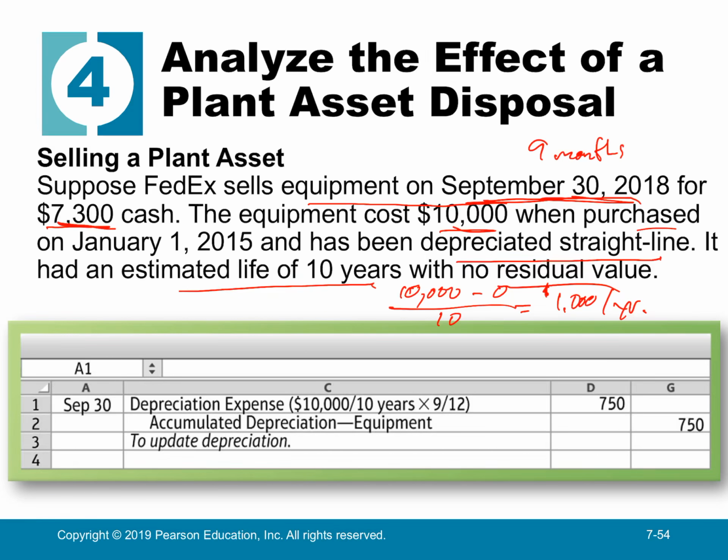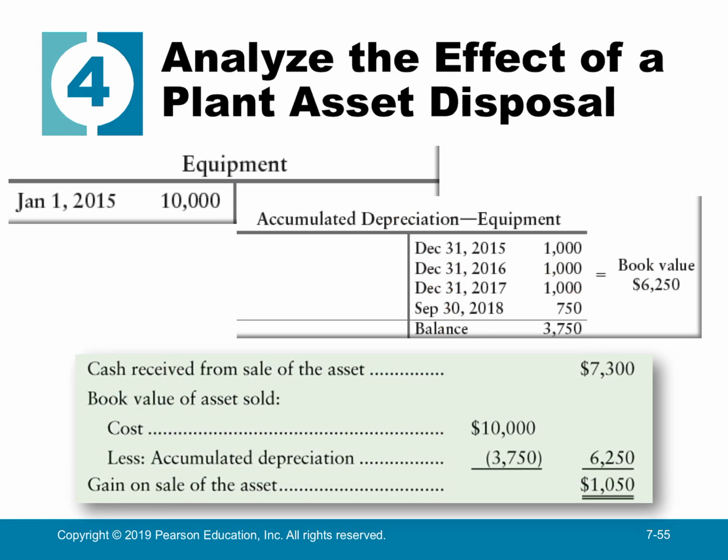So the first thing I need to do is bring up depreciation expense. This is September 30th, 9 months out of the year. I do 1,000 per year. So 1,000 times 9 over 12 gives me 750. And that's my accumulated depreciation. So this is updating depreciation, bringing it up to date.